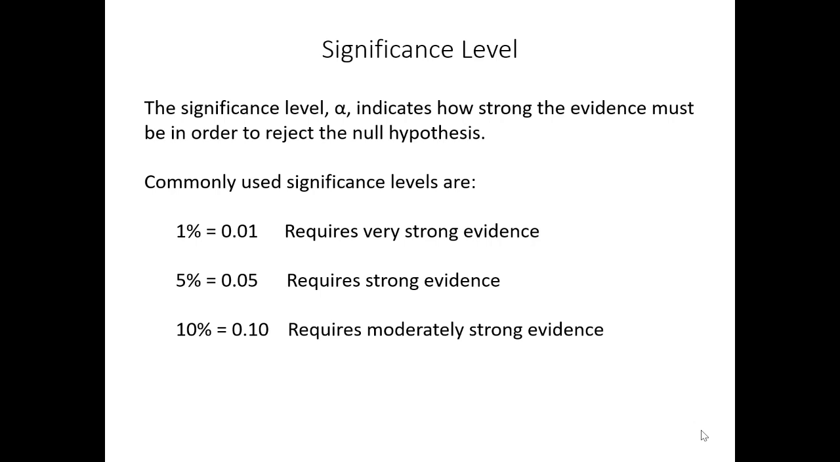So conventionally, most hypothesis tests use one of the following levels: 1%, 5%, or 10%. And that percentage is inversely related to the strength of the evidence. So it's actually the smallest significance level, 1% or 0.01, which will require the most evidence to reject the null hypothesis. Whereas at the other end of the spectrum, 10% is only going to require moderately strong evidence in order to reject the null hypothesis. And then, of course, in the middle, 5% is sort of a compromise, requiring strong evidence.